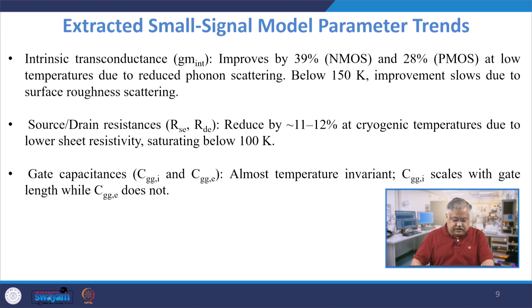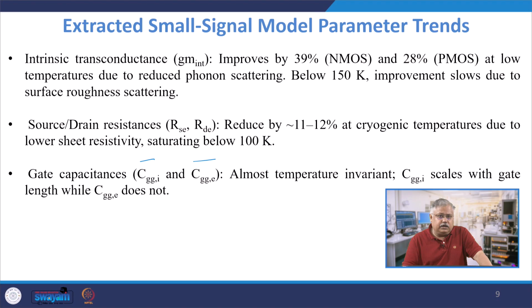Now the gate capacitances, CGGI and CGGE. CGGI is the intrinsic part, and it scales with the gate length, obviously. If you know, capacitance is epsilon naught A by T oxide. So when you change the gate length dimensions, your W into L, the area, changes, and therefore it scales my CGGI in a much more linear fashion. Whereas when you talk of extrinsic capacitances, there is no such change happening with change in the gate length, and therefore it remains almost constant, independent of the structural parameter which is available to us.